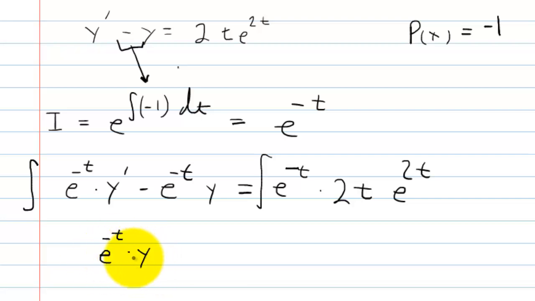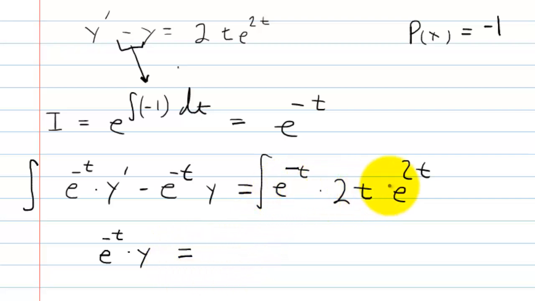So if we take the derivative of this, we should get this. And if we take the derivative of this with respect to y, we're going to get y prime times e to the -t, which is what we have here. The next part is if we take the derivative with respect to e to the t, then the derivative of e to the -t is just going to be negative e to the -t times y, which is what we have here.